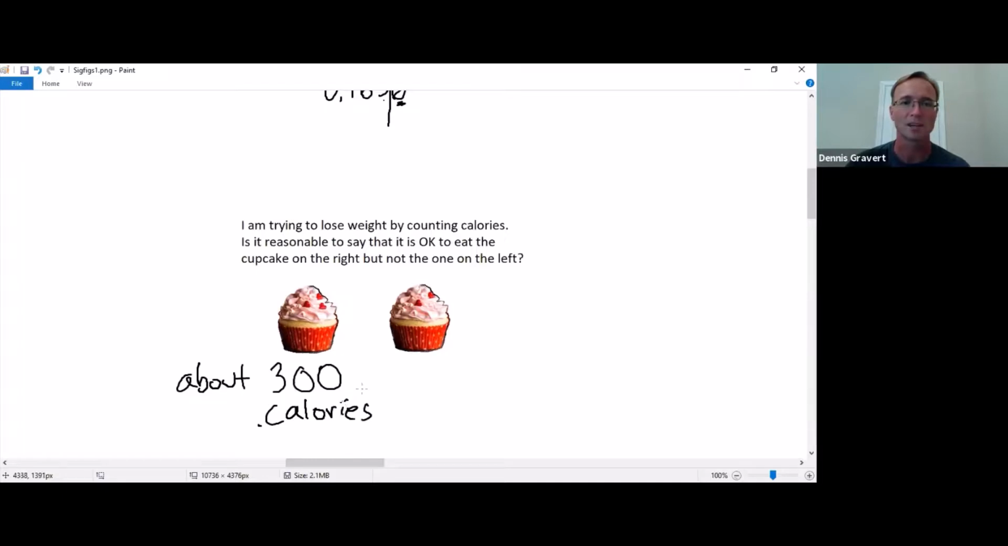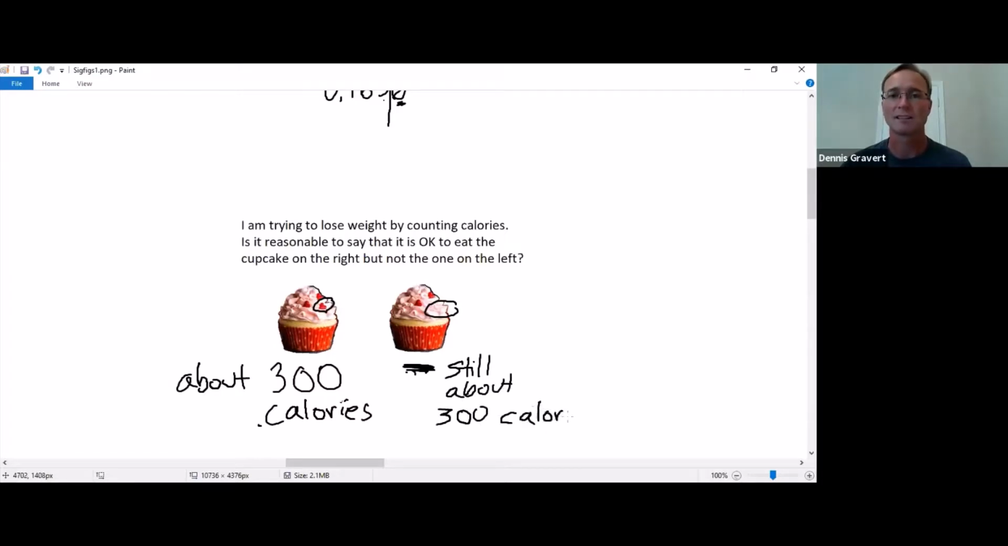All right, so I'm trying to lose some weight. Should I eat that cupcake? Oh wait, look what I did here. Took away this one candy. This one's gonna have fewer calories. Maybe it's okay for me to eat the one on the right and leave alone the one on the left. I can still lose weight, right? No, really, these are about the same. It's still about 300 calories.